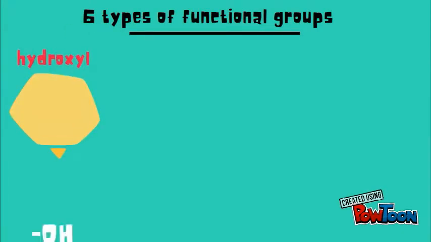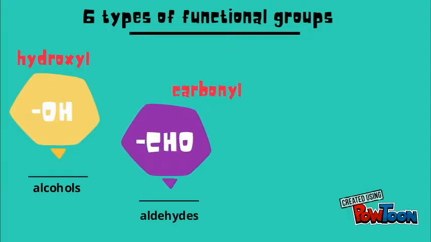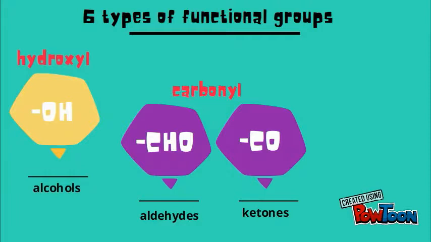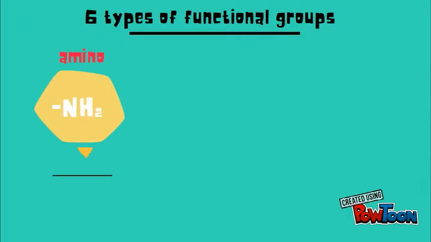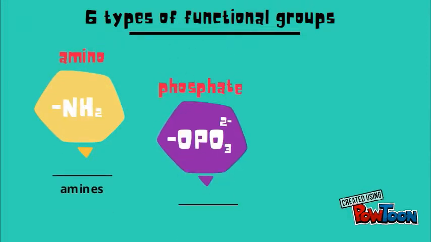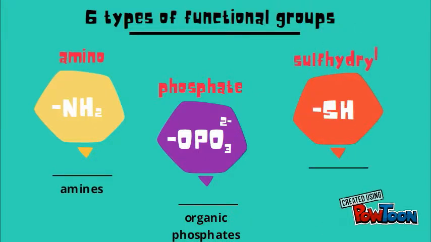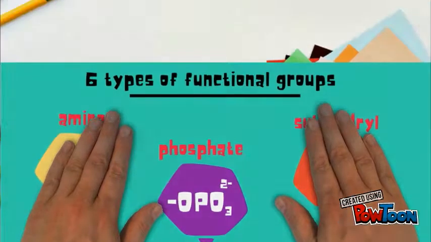Hydroxyl, the compounds of alcohol. Carbonyl, the compounds of aldehydes and ketones. Carboxyl, the compounds of carboxylic acids. Amino, the compound of amines. Phosphate, the compound of organic phosphates. Sulfhydryl, the compound of thiols. First, the functional group of hydroxyl.